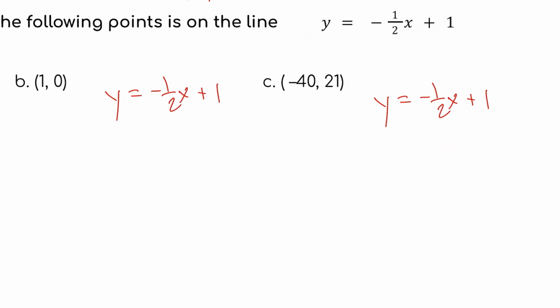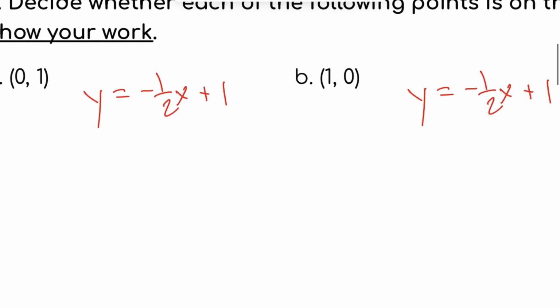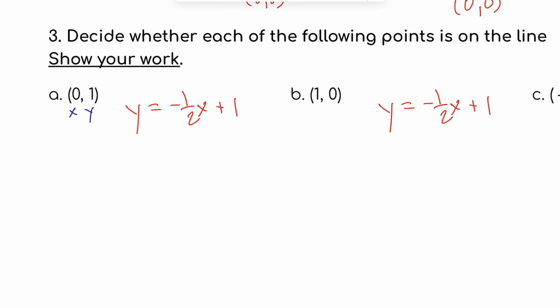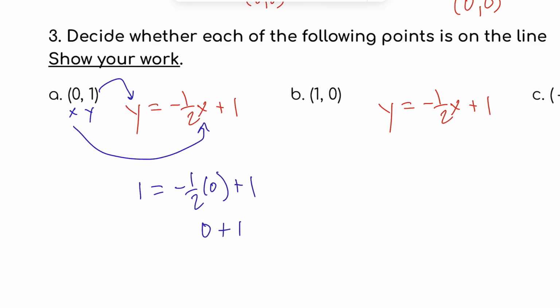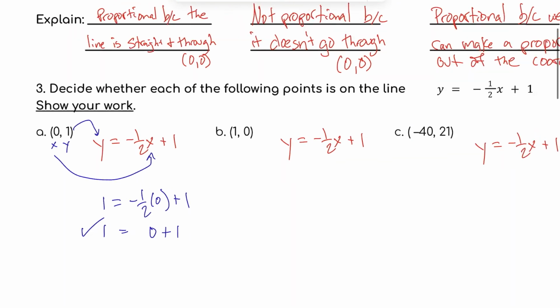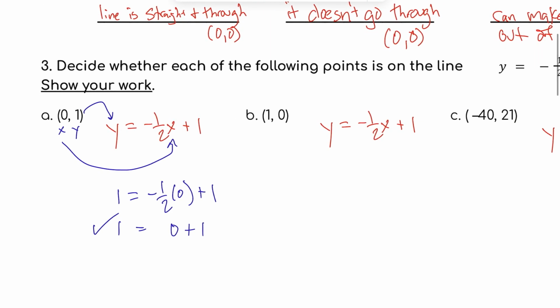And when I go through this, I'm going to plug in x and y and see if it makes it true. So each of these has an x and a y. So I'm going to take the y value, put it in there, take the x value, put it in there, and see if it comes out true. So does 1 equal -1/2 times 0 plus 1? Well, 0 times anything is 0, so we got 0 plus 1, which does equal 1. So you would say yes.